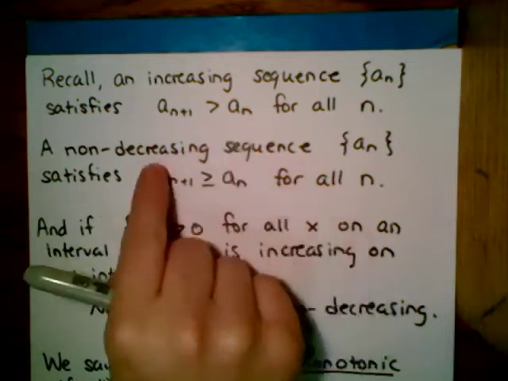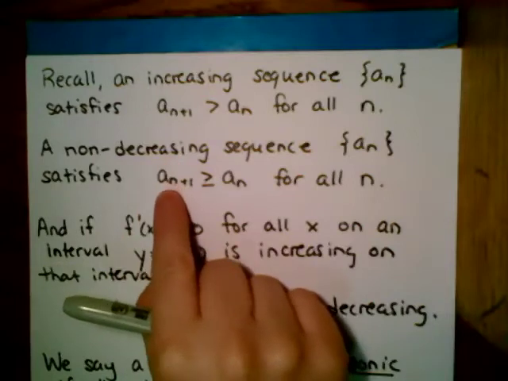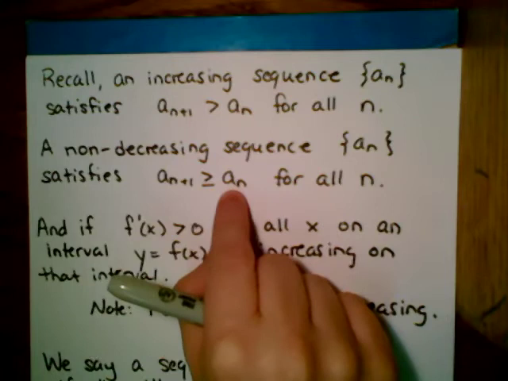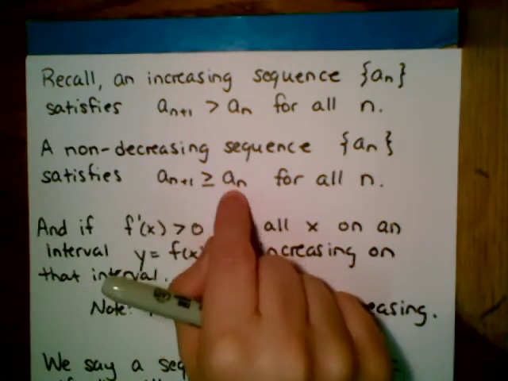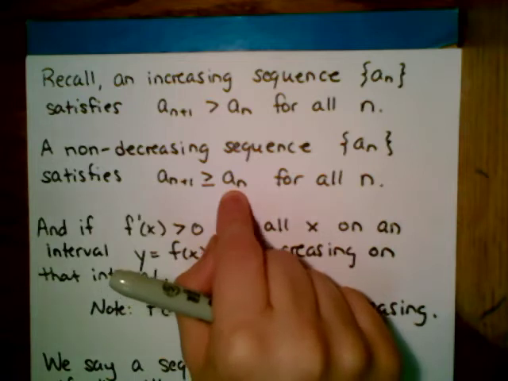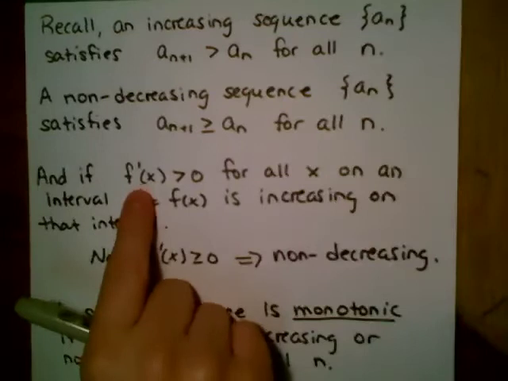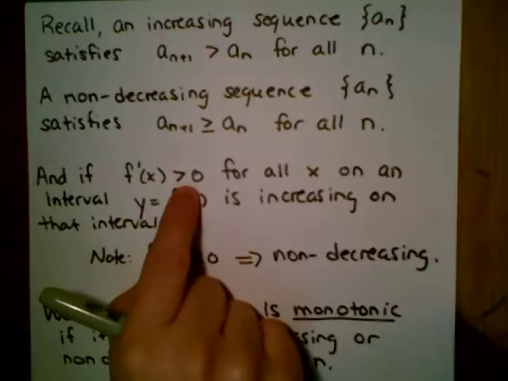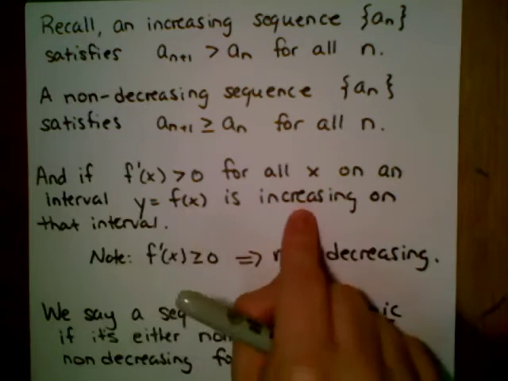A less restrictive property would be a non-decreasing sequence. So each a sub n plus 1 would be greater than or maybe equal to a sub n. So the subsequent terms are larger or equal to the previous terms, the ones before it. Okay. So these two properties are similar to how we used to describe continuous functions. If we could show that f prime of x was positive for all x on an interval, then the function itself was increasing on that interval.